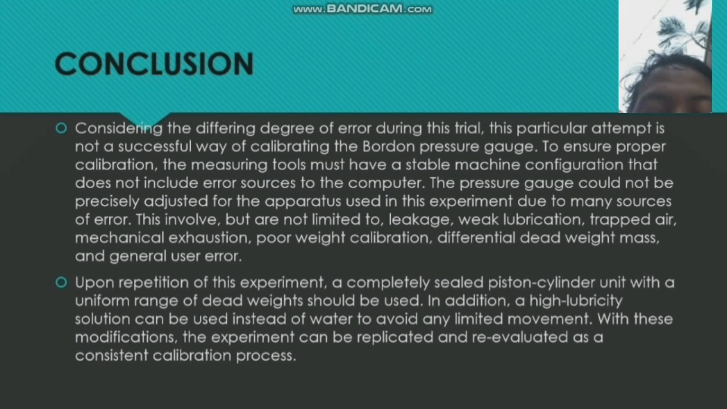Upon repetition of the experiment, a completely sealed piston cylinder unit with a uniform range of lead weights should be used. In addition, a high lubricity solution can be used instead of water to avoid any limited movement. With this modification, the experiment can be replicated and re-evaluated as a consistent calibration process.